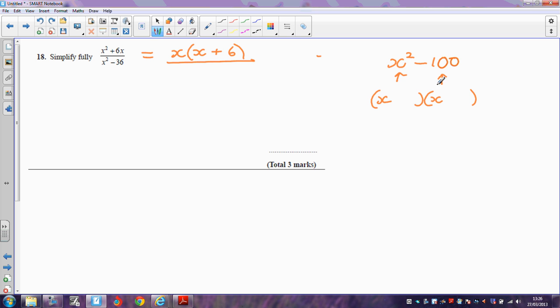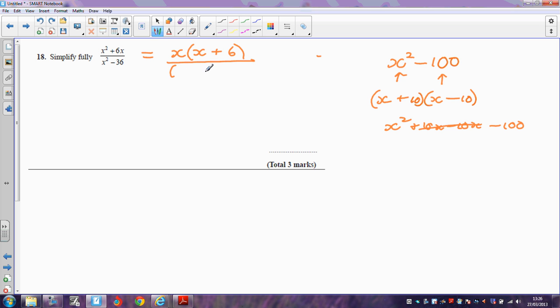x at the beginning of each bracket, in this case the square root of 100 is 10, so that goes at the end of each bracket on the right, and then we've got a plus in one and a minus in the other. The reason being that if you remove the brackets here, you get x squared, and then you get plus 10x, and you also get minus 10x from the outer terms, and they will always cancel each other out, and then plus 10 times minus 10 is minus 100.